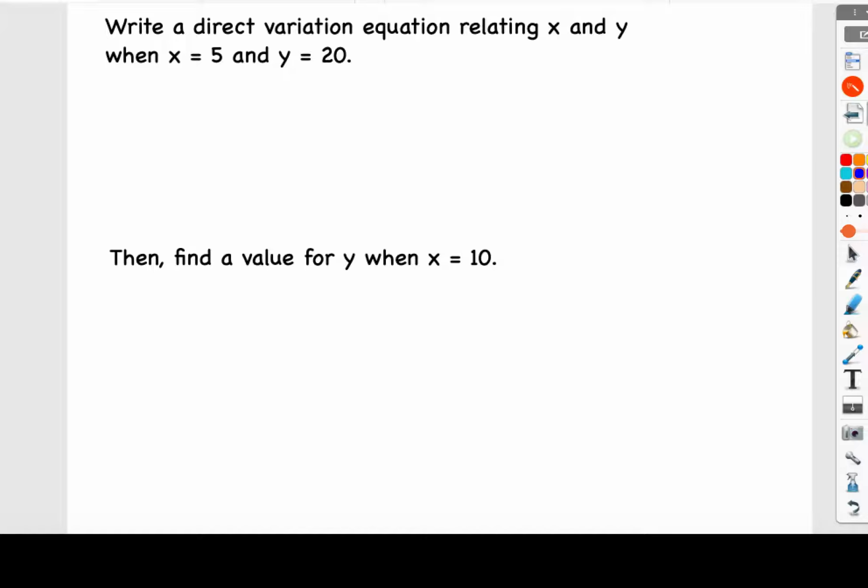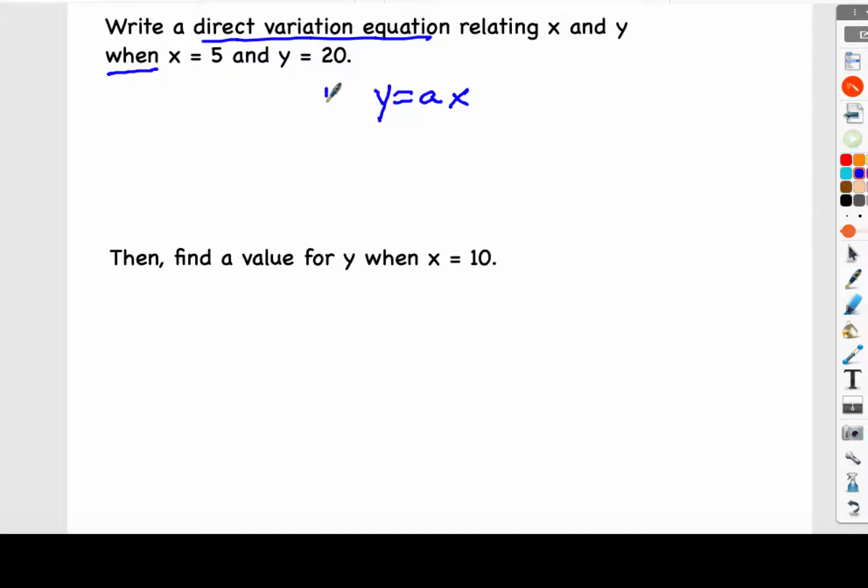Now, what do most direct variation equations look like, or how do they apply to the real world? Usually they're going to start you off a lot of times with this kind of information. Write a direct variation equation. So the first thing I'm thinking is y equals ax. However, relating x and y when x equals 5 and y equals 20, which means I don't want just this basic equation. I want to know relating x and y, so I can have x and y in my equation. I need to know what a is. Notice they didn't say relating x, y, and a. I need to know what a is. I need to know the constant of variation.